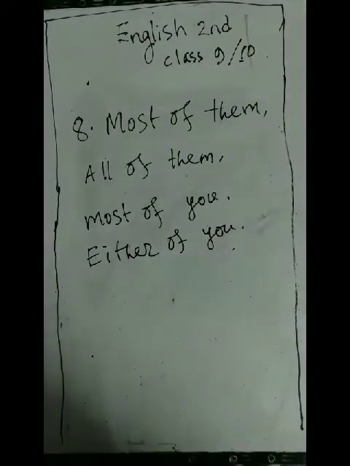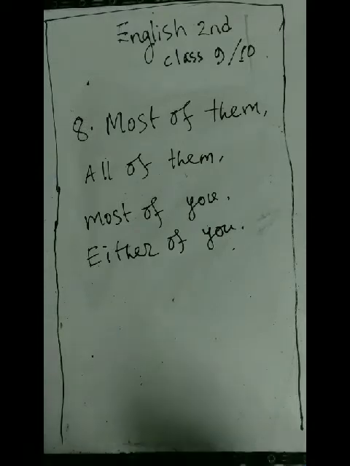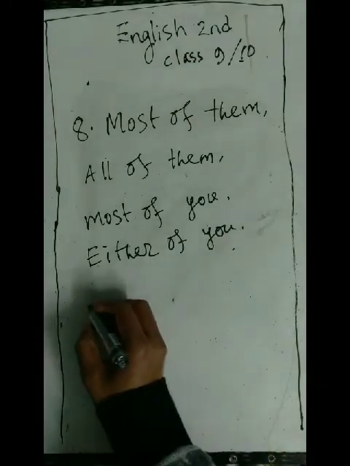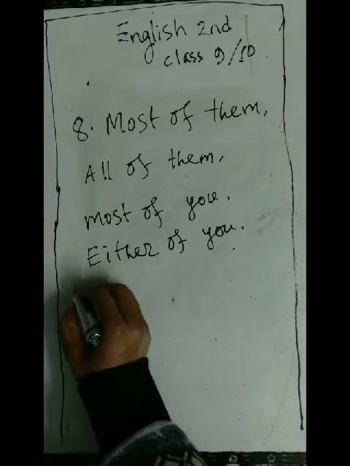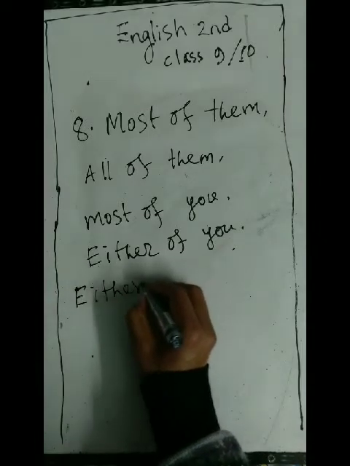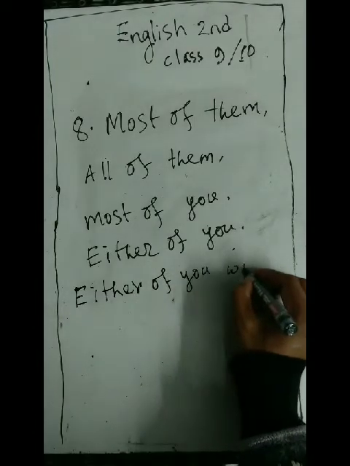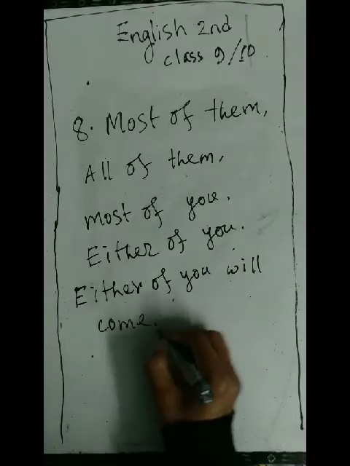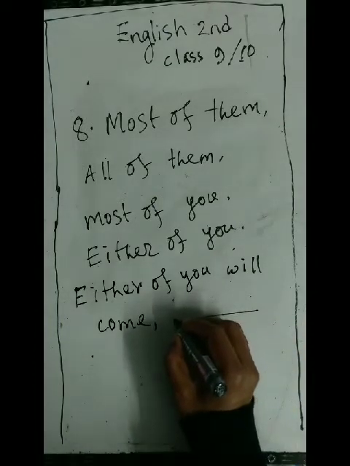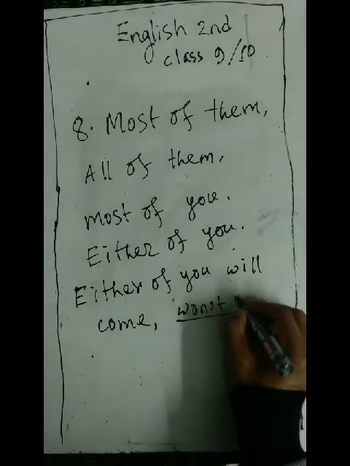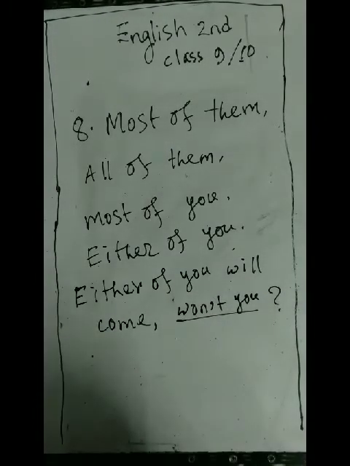Then rule number 8: you will look at the pronoun, or you will look at the subject after 'of'. So the tag question will follow the subject after 'of'. Look at the example. Either of you will come. So the tag will be won't you? So you will look at the subject after 'of'.